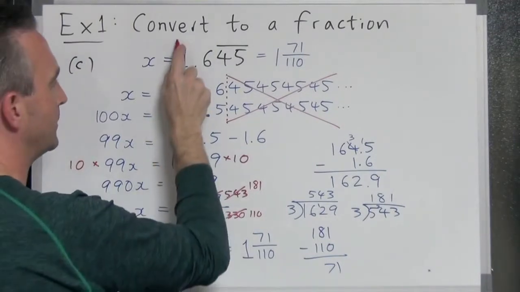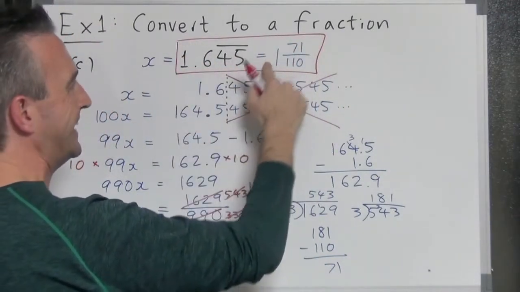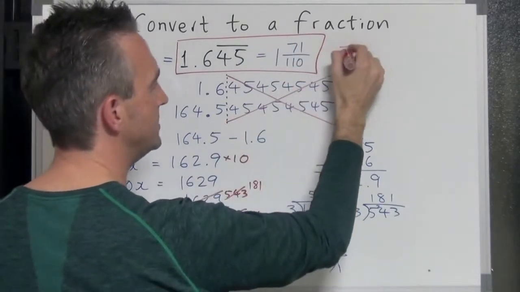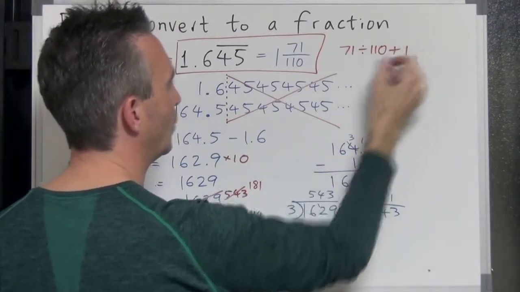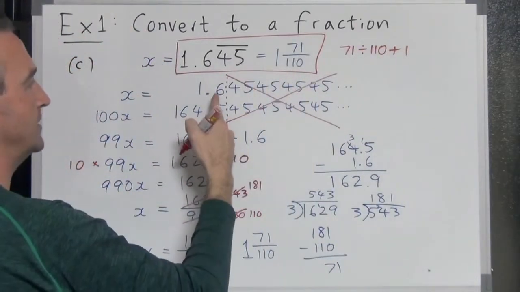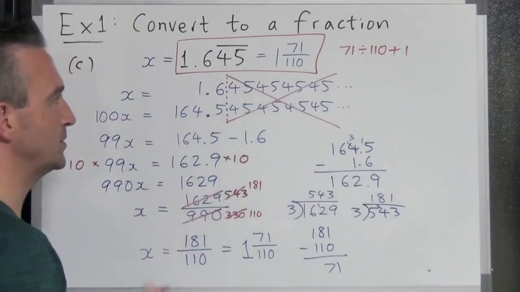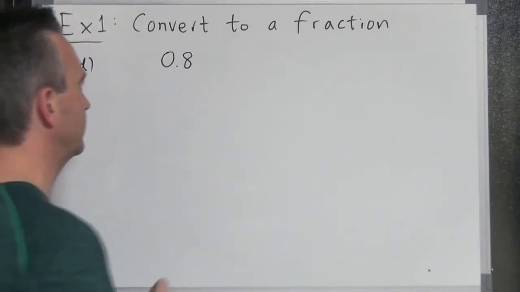You can see that the number is bigger than 1. It's 1 and something, 1.6. So this would have to be 1 and something as well. You could check that on your calculator at this point as well. Do 71 divided by 110, get that answer, and add 1 to that. And we should end up with 1.6454545, so on and so on. This one was a bit of a beast. Good practice, this one. So let's just do one more for fun.